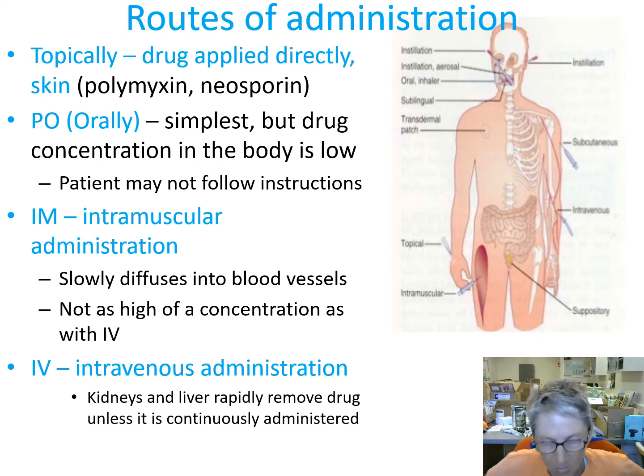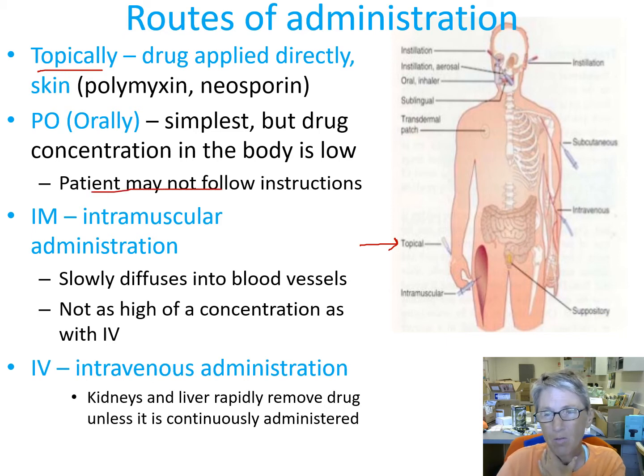You guys probably know these because a lot of you have volunteered as nursing aides. So routes of administration. You can give a drug topically. That means the drug is applied directly to the skin. So we come over here, we see topical. Looks like they're putting some cream on the skin here. You could do a PO route, that's orally. That's the simplest way to do it, I guess. And the patient may not follow the instructions on the PO route or oral route.